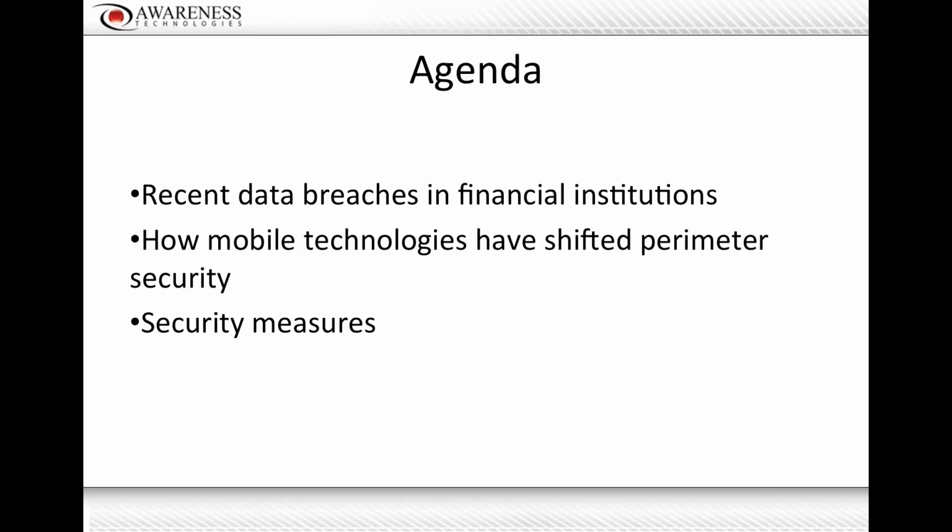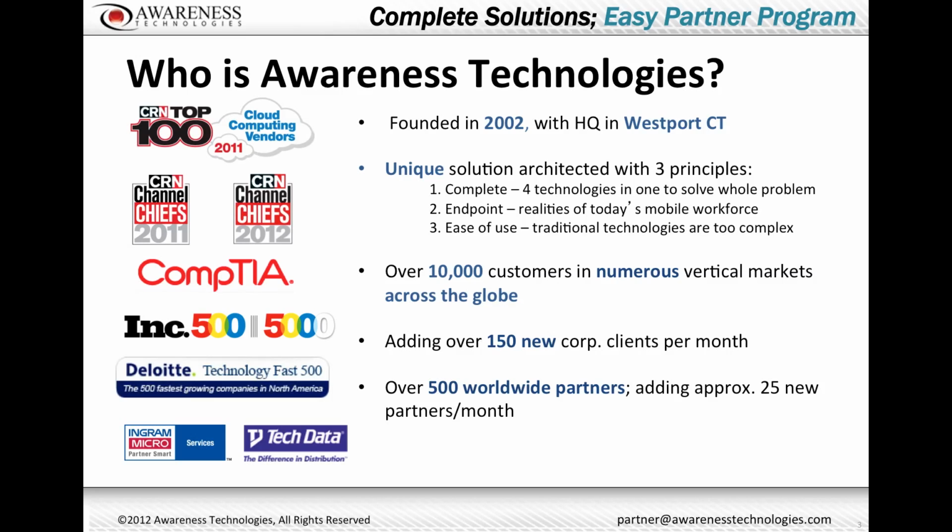So what are we going to talk about today? Today's agenda. We're going to talk about some recent data breaches. We'll talk about data breaches that are specifically in financial institutions, and we'll talk about just some interesting data breaches that have happened in general. We'll talk about how mobile technologies have really shifted that perimeter of security that you've established within your branches or your office locations. And then we'll talk about some security measures that you can put in place to help you mitigate this risk.